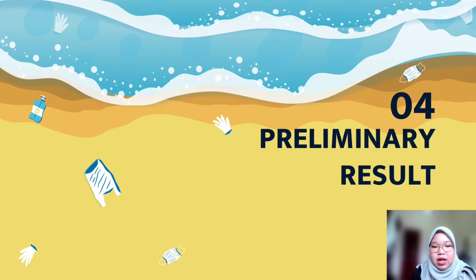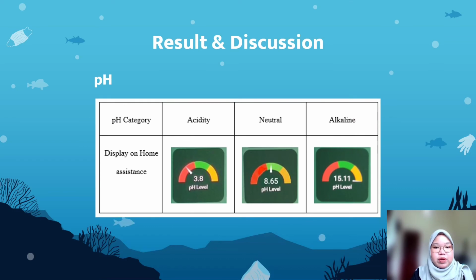We have reached the last chapter, which is the preliminary test. Let's move to the result and discussion. Based on this figure, it indicates the pH sensor can detect the pH value of the calibration liquid used. This sensor can produce an acid reading in the range 1 until 6, while neutral is in the range 7 until 8, and alkali shows a value from 9 until 15.